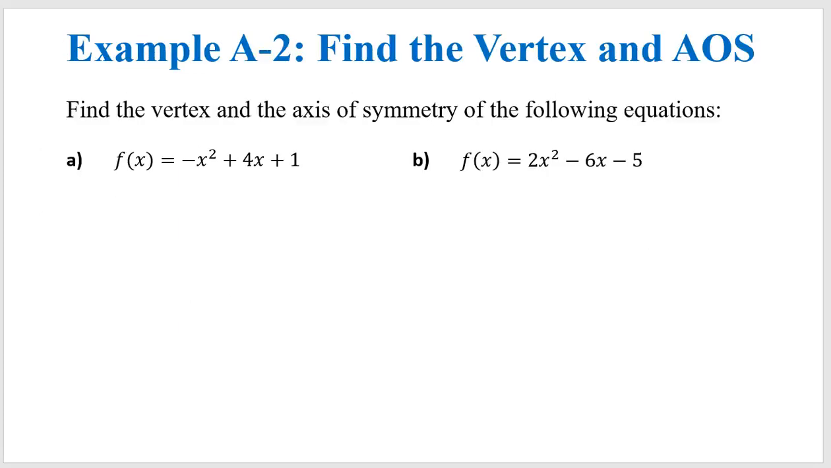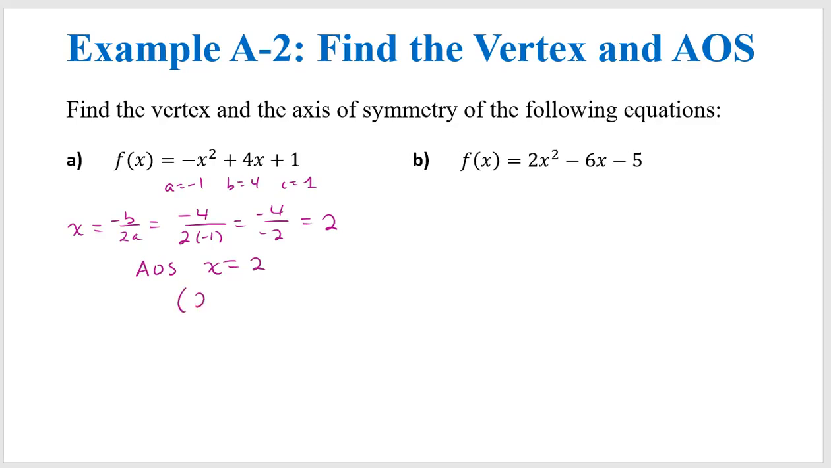All right, so I have a couple of examples here. So first thing you must do is identify your a, your b, and your c. So our a is -1, our b is 4, and our c is 1. So the x value of my vertex and the way to find my axis of symmetry is -b/2a. So that would be the opposite of 4 over 2 times -1. So that would be -4 over -2, which would be +2. So my axis of symmetry is going to be the line x equals 2. That is also the x value of my vertex.